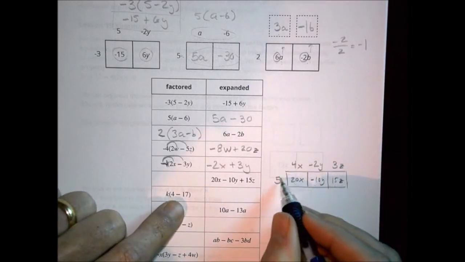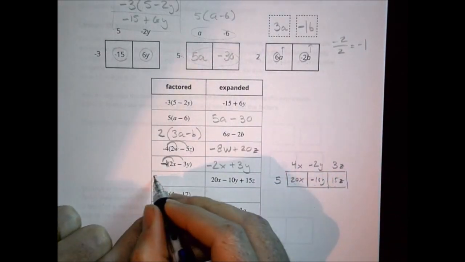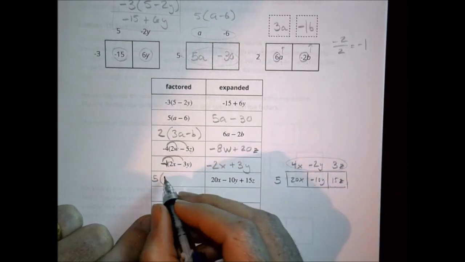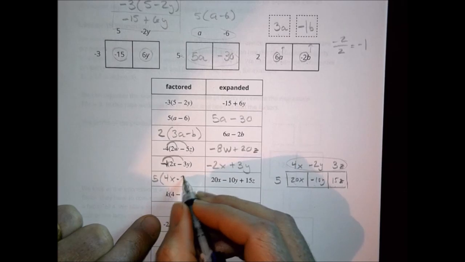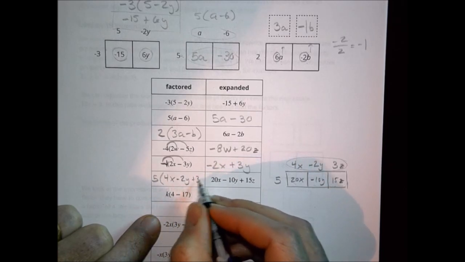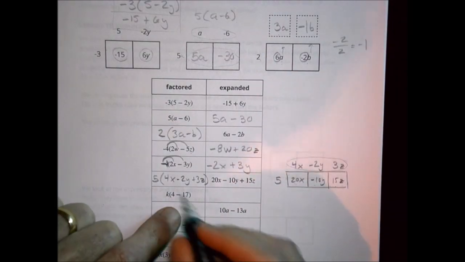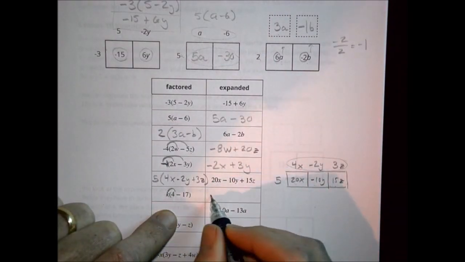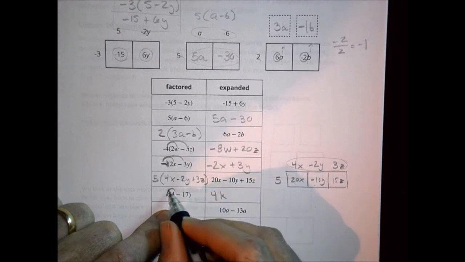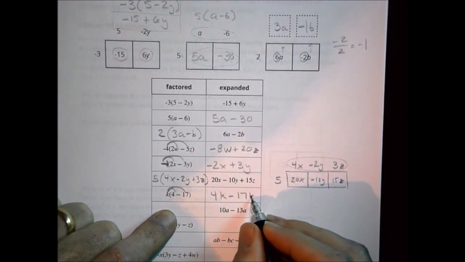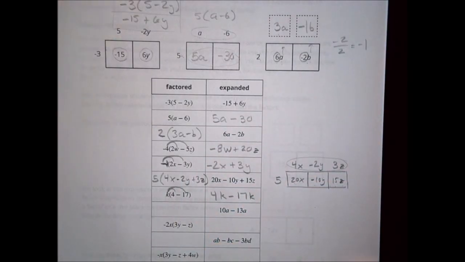So in terms of rewriting this factored, I have a 5 on the outside, and inside the parentheses, I would have this group of numbers. I'd have 4x minus 2y plus 3z. For this one, we're going to expand. K times 4 is 4k, and then k times negative 17 is negative 17k. Could I group them together? Yeah, I could eventually, but right now I just want you to practice expanding and then working the other way.